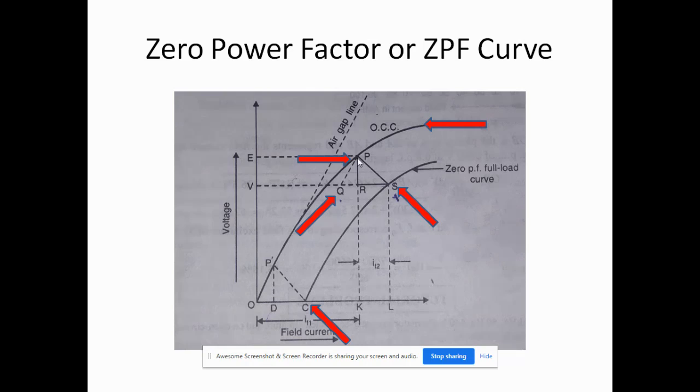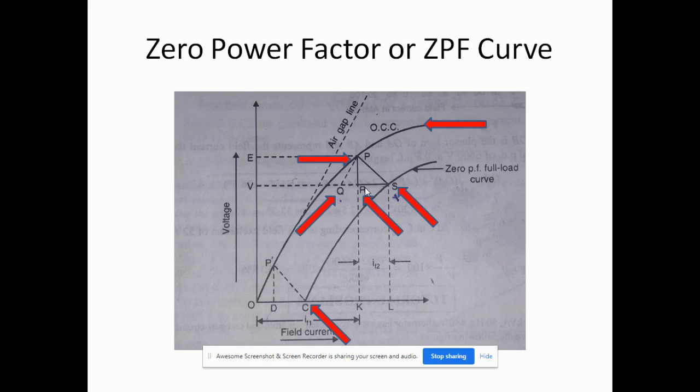From the point P, I will draw a perpendicular to QS. So this perpendicular will touch QS at the point R. So here one right angle triangle is developed, that is P, R and S, which is called as Potier triangle.